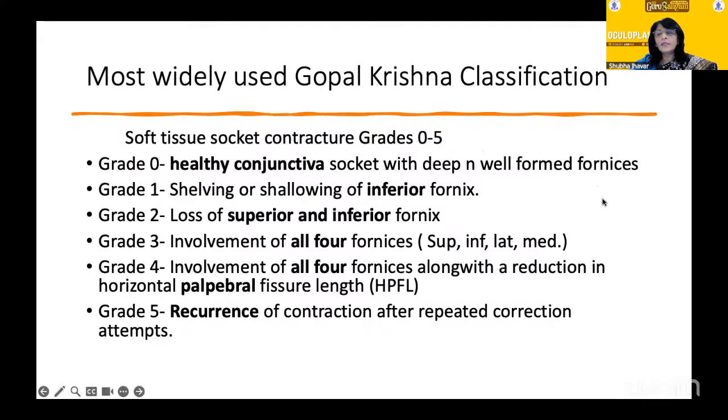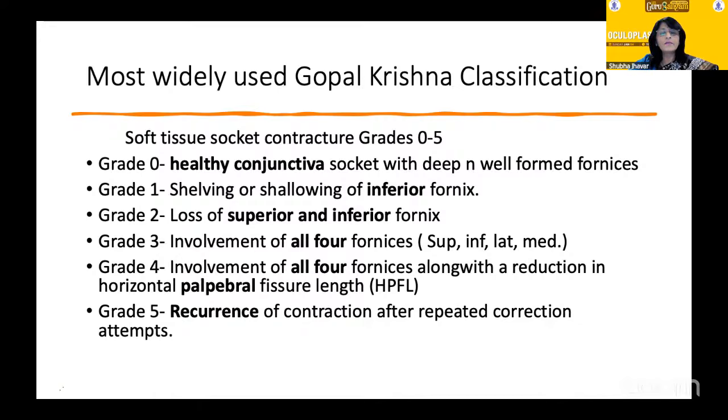Now, there is a grading given for this contracted socket, and so the most widely used is the Gopal Krishna classification, which is very easy to remember. It is divided into grades 0 to 5, where grade 0 is a healthy socket with deep and well-formed fornices. Grade 1 is only one inferior fornix is shallow. Grade 2 is loss of superior as well as the inferior fornix. So 2 fornices are lost.